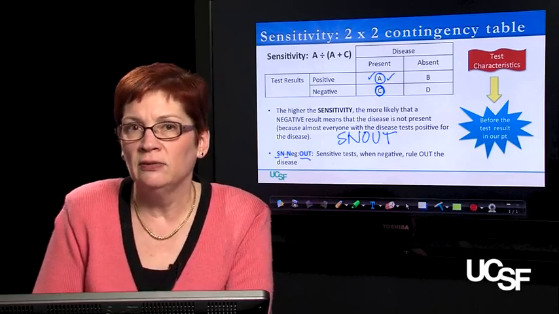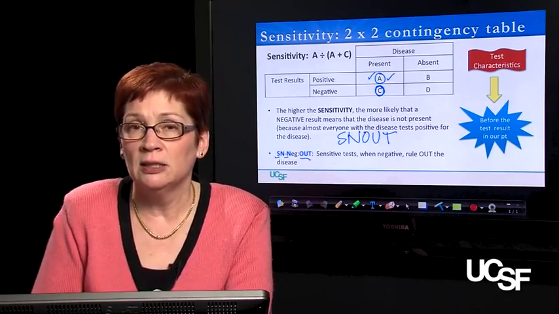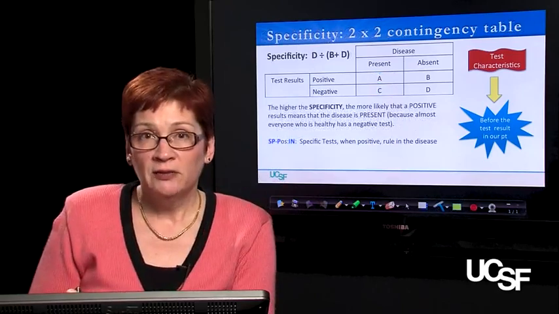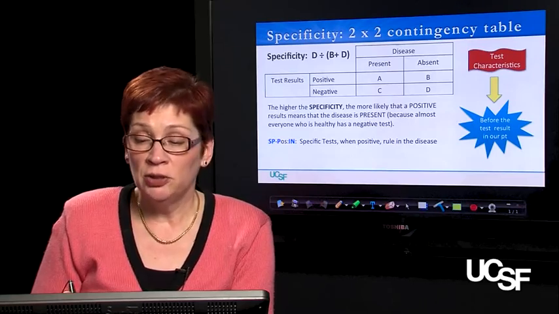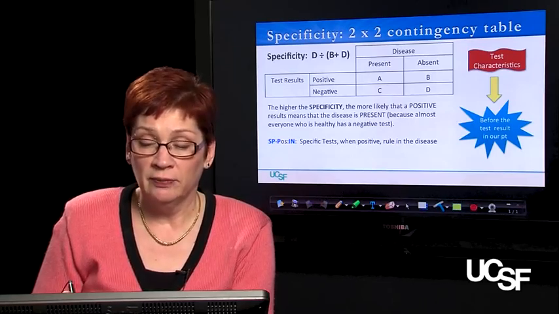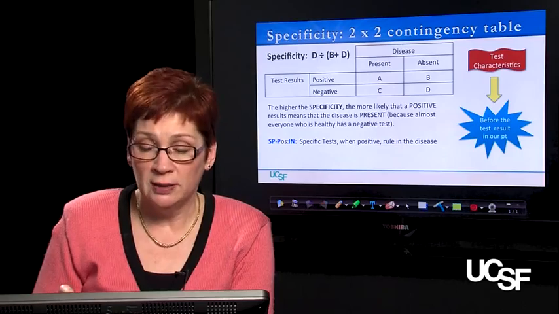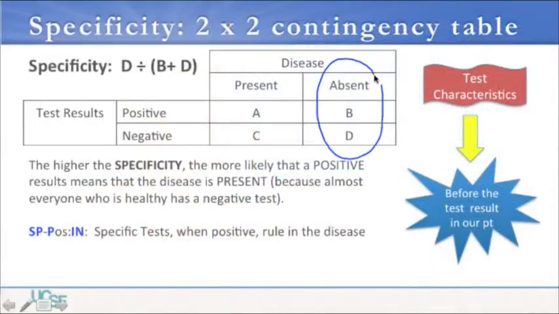So if the test is negative, it means that this particular disease has been ruled out. So let's look at specificity. And here's the 2x2 contingency table for specificity. Now, specificity, remember, is the proportion of people who are free of disease. So that's the free of disease population, B plus D, who actually test negative for disease. And that's quadrant D. That's the true negative rate.